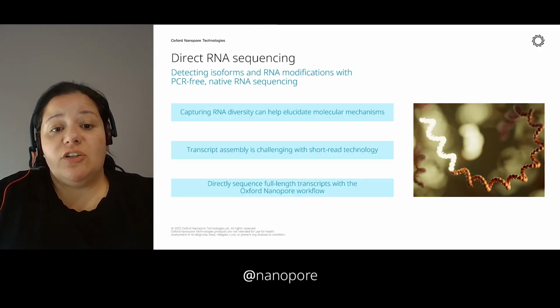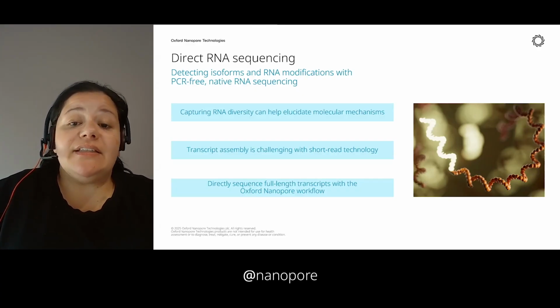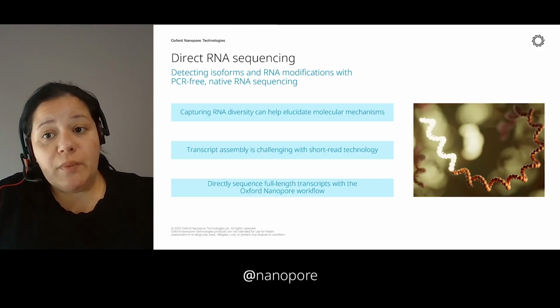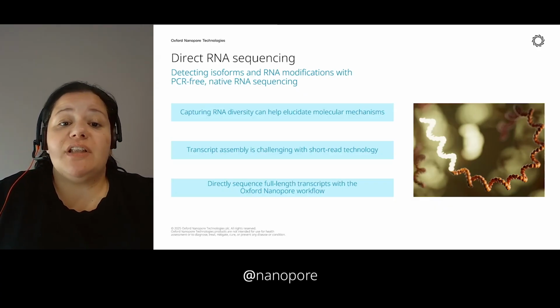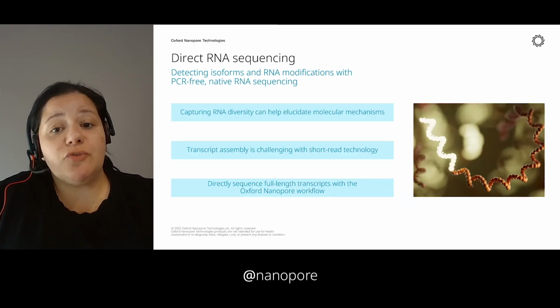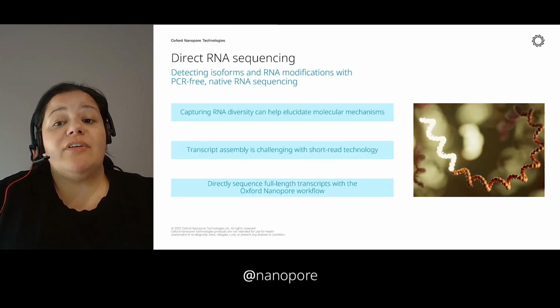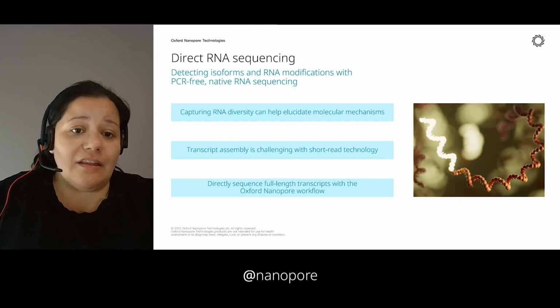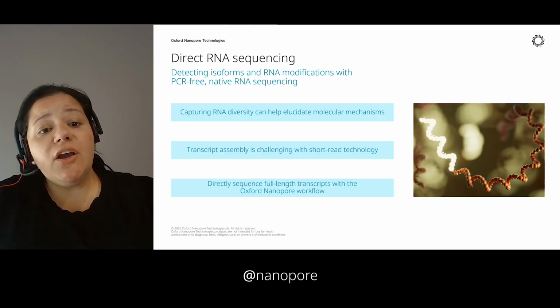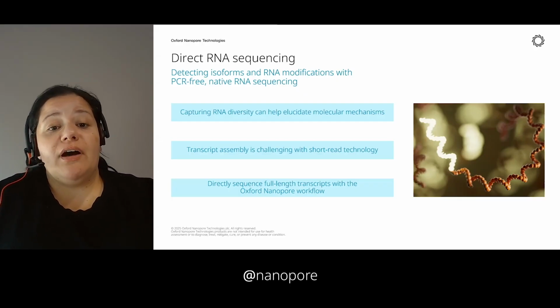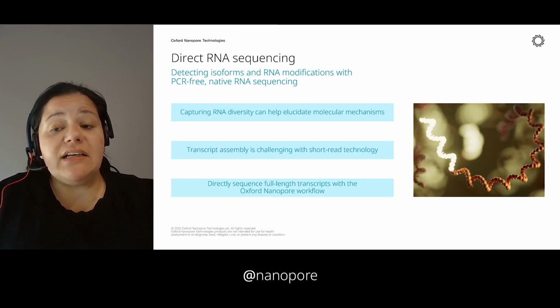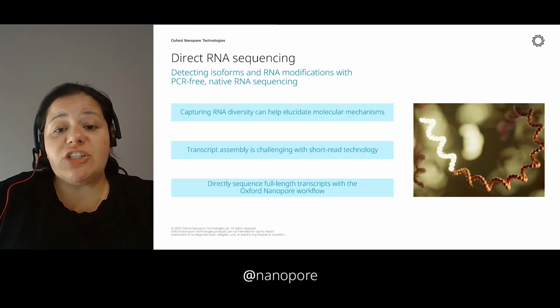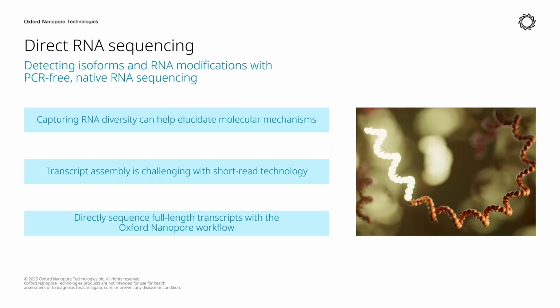With short read technology, though, the limited read length means that the transcripts generally can't be sequenced in full, limiting analysis to the gene expression level and missing important information on isoforms. It's also not possible to directly capture RNA modifications due to the need to convert to cDNA. In contrast, with Oxford Nanopore direct RNA sequencing workflow, you can sequence native RNA transcripts in single long reads, enabling characterization of complete isoforms and RNA modifications to reveal more information to elucidate those molecular mechanisms.